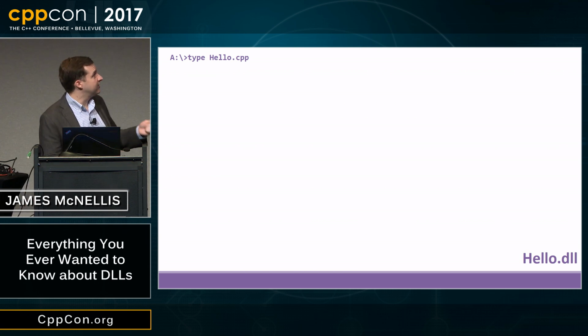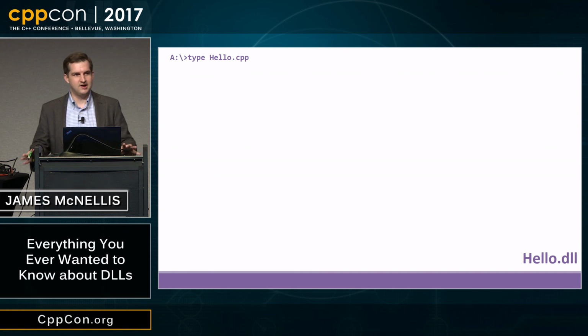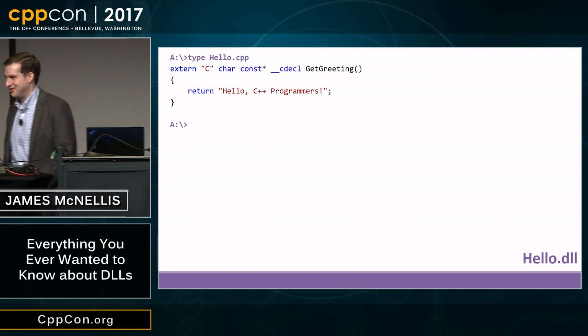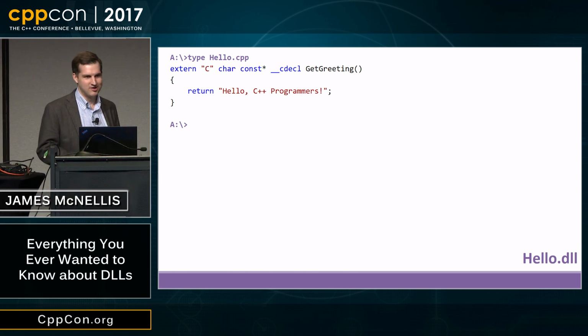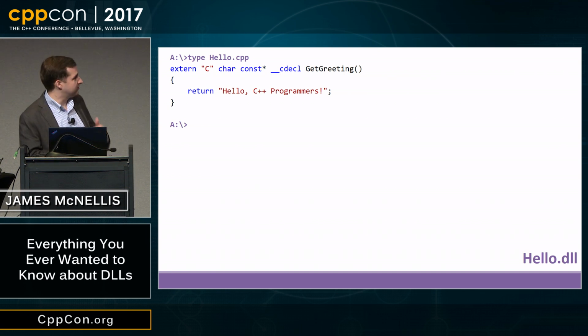So we'll start by looking at this hello.cpp that we're going to use to build a DLL. Now, I know you're here at CppCon, you're excited for awesome advanced C++. This is not going to be it. This is about as advanced as the code that we're going to be showing in this talk because we're focusing on the DLL mechanism, not the C++ code. So here, this is just a very simple function called getGreeting. It returns a pointer to a string.